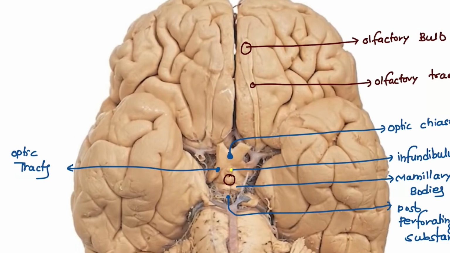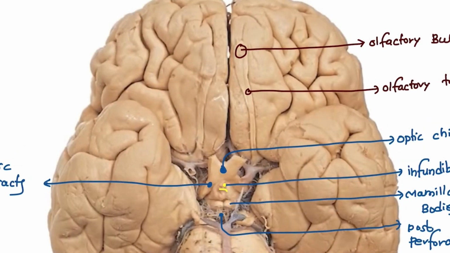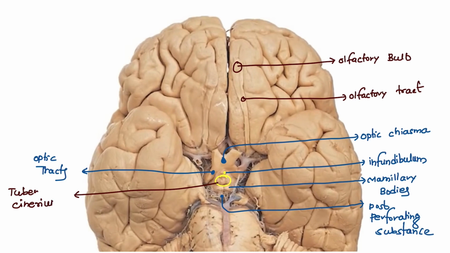Now look over here. Here a slight elevation or protuberance can be seen, and it is called the tuber cinereum. It is a small rounded structure located between the mammillary body and the infundibulum. Can you see? Here we have the mammillary body and here we have the infundibulum. So it is located in between them. So this is the tuber cinereum, and it is a part of the hypothalamus and is involved in regulating various physiological processes, including hormone secretion, right? So this is the tuber cinereum.